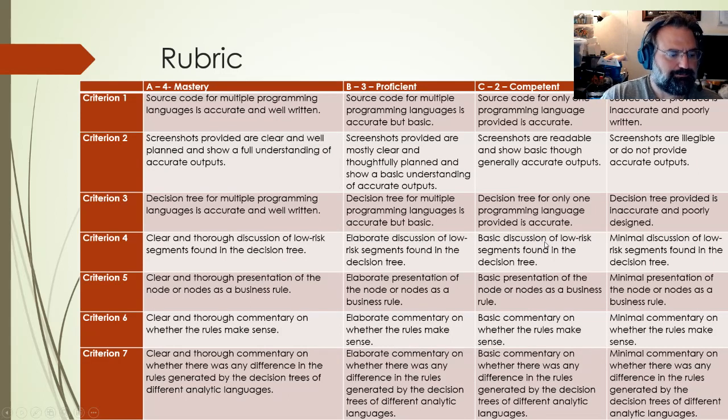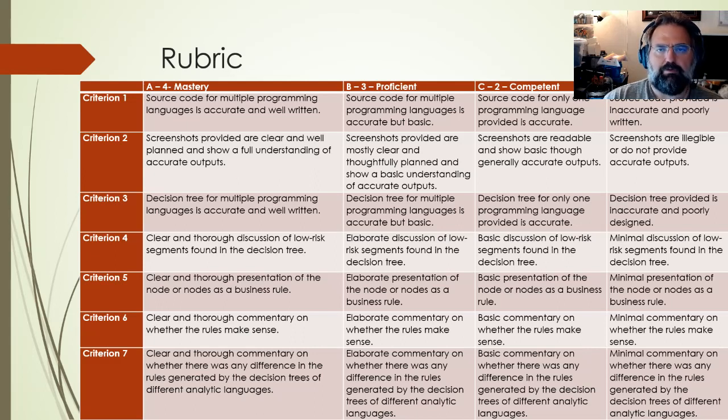Your rubric has quite a few criteria. The first one is the source code in multiple programming languages is well written. Screenshots are provided in the Word document and show a full understanding of accurate output. Decision tree for multiple programming languages is accurate and well written. Clear and thorough discussion of low-risk segments found in the decision tree. So you call out the ones that are the lowest risk. Clear and thorough presentation of the node or nodes as a business rule.